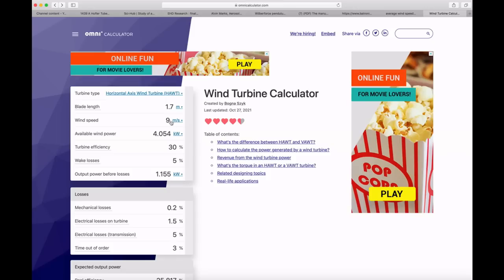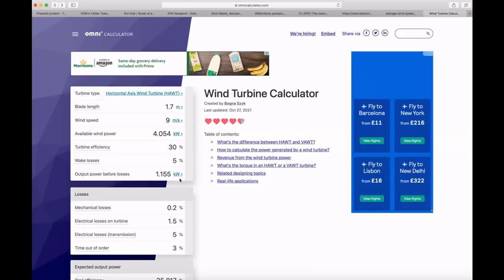I've put in my maximum wind speed right there, 9 metres per second, and I've given it a blade length of 1.7 metres, which means it'll produce, before losses, 1.15 kilowatts. That's a considerable amount of power, but of course it's only operating at the average maximum wind speed, but it's still considerable. However, that blade length is 1.7 metres, which means the turbine's going to be about 4 metres across. That's about the size of my living room.